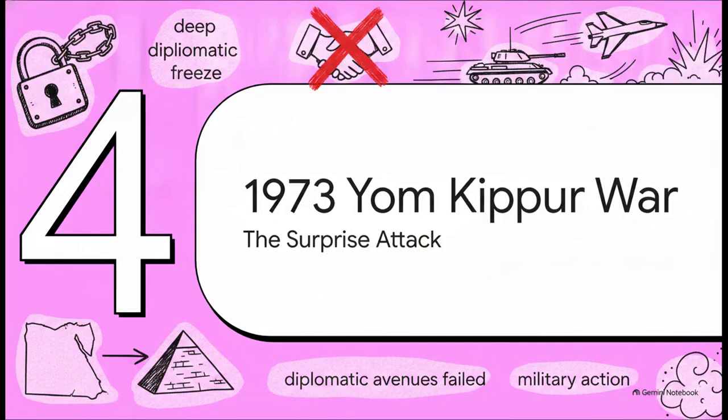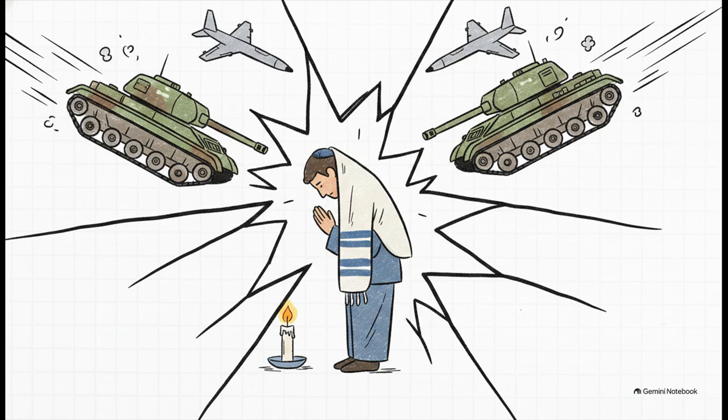That brings us to Section 4, the 1973 Yom Kippur War, the surprise attack. That deep diplomatic freeze we just talked about set the stage for our next domino. Egypt, now led by Anwar Sadat, was facing severe economic crises and desperately needed the Sinai Peninsula back. When diplomacy failed, Sadat turned back to military action, resulting in a massive shock to the system.